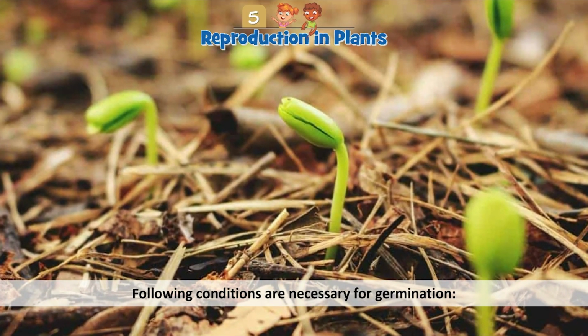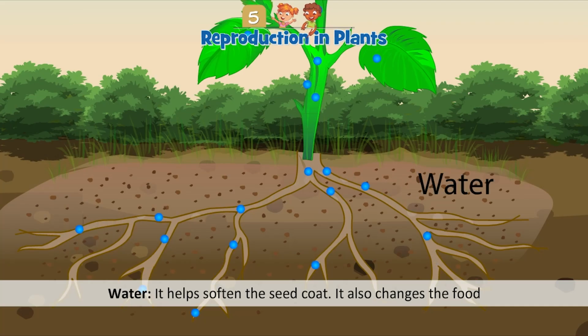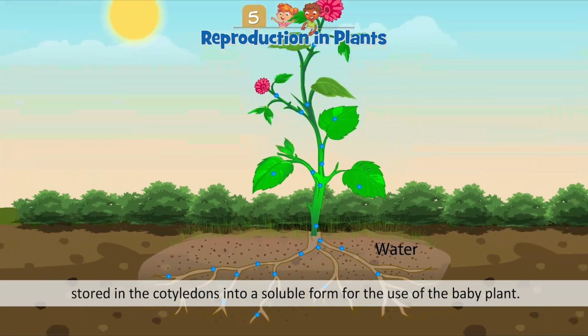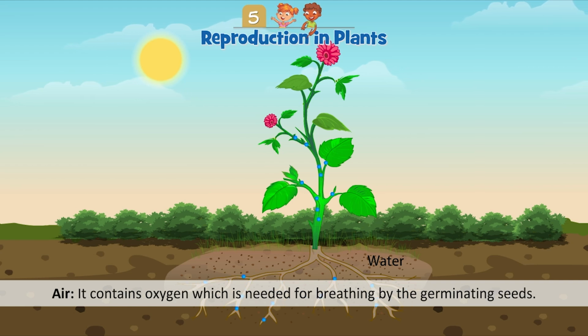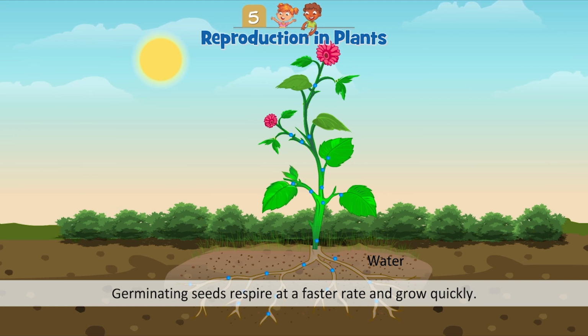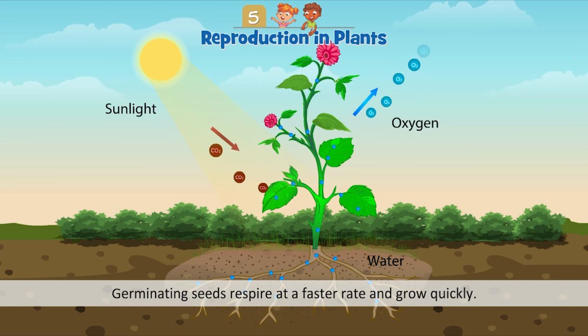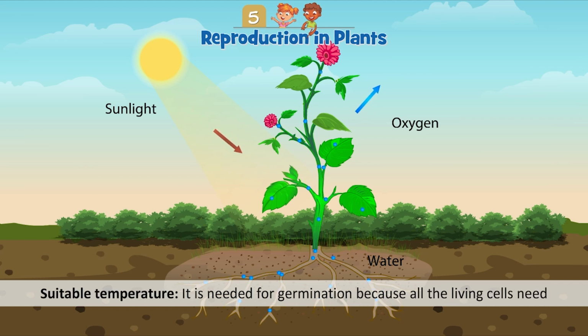Following conditions are necessary for germination. Water. It helps soften the seed coat. It also changes the food stored in the cotyledons into a soluble form for the use of the baby plant. Air. It contains oxygen which is needed for breathing by the germinating seeds. Germinating seeds respire at a faster rate and grow quickly.